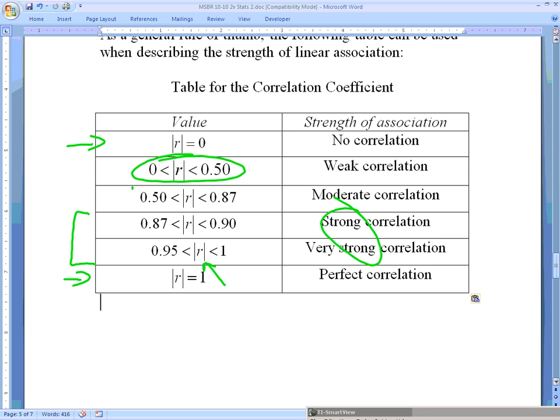And then it's this big range right here for the moderate correlation, anywhere from the mid 0.8s down to 0.5 would be moderate. So what you need to know, 0.5 and below is weak. High 0.8s, 0.87, 0.8 and above are strong, and everything in between is moderate.